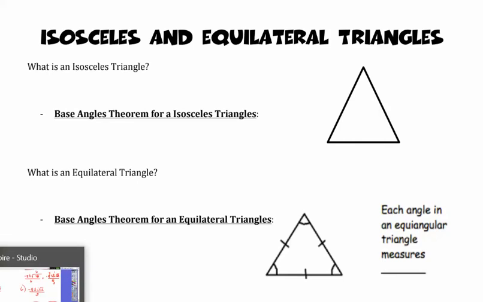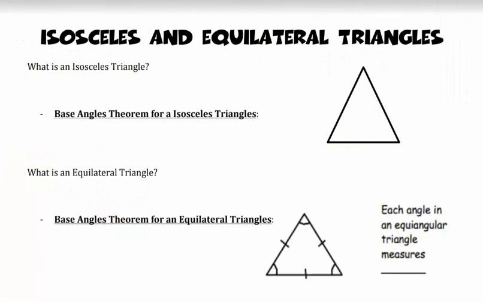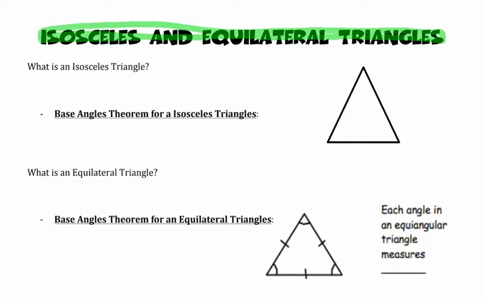Today we're going to talk about isosceles and equilateral triangles. Isosceles and equilateral triangles have a lot of unique characteristics, so today we're going to spend some time talking about them. I'm going to highlight my title just so I can reference it if needed, and I'm going to highlight where it says what is an isosceles triangle. And then I'm going to talk about what is an equilateral triangle.